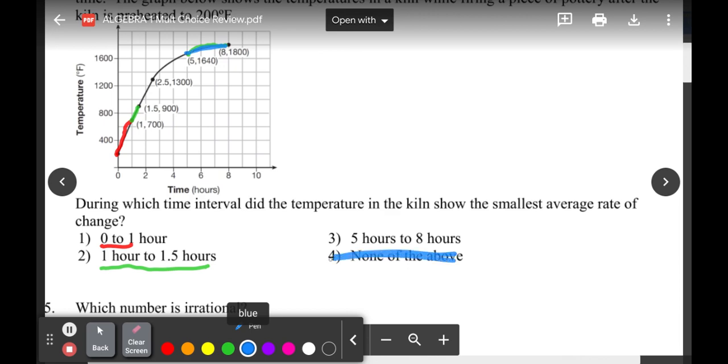Well, probably, we had to give 4 options. So which one shows the smallest? Just look. Which one looks the least steep? I know that means longer. I'm giving it a chance.